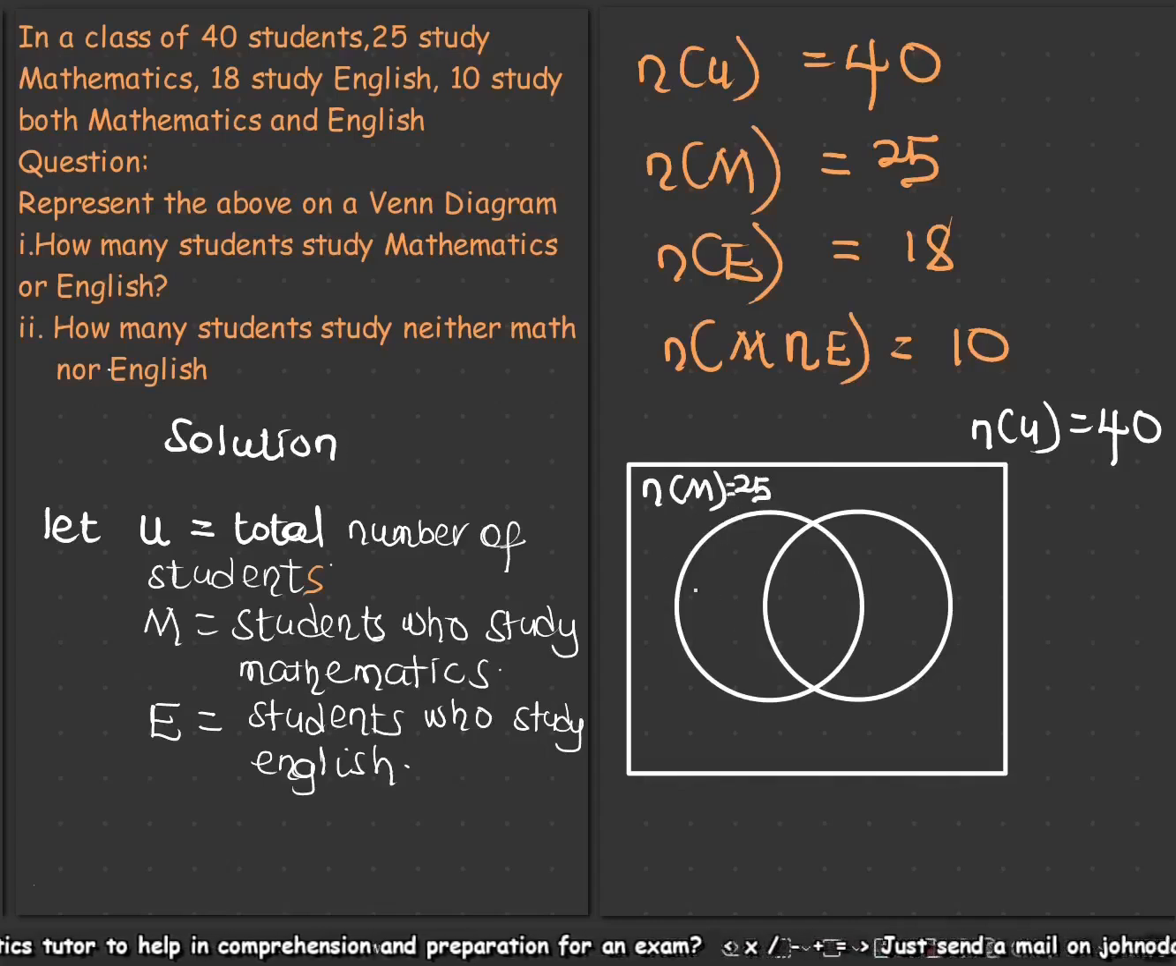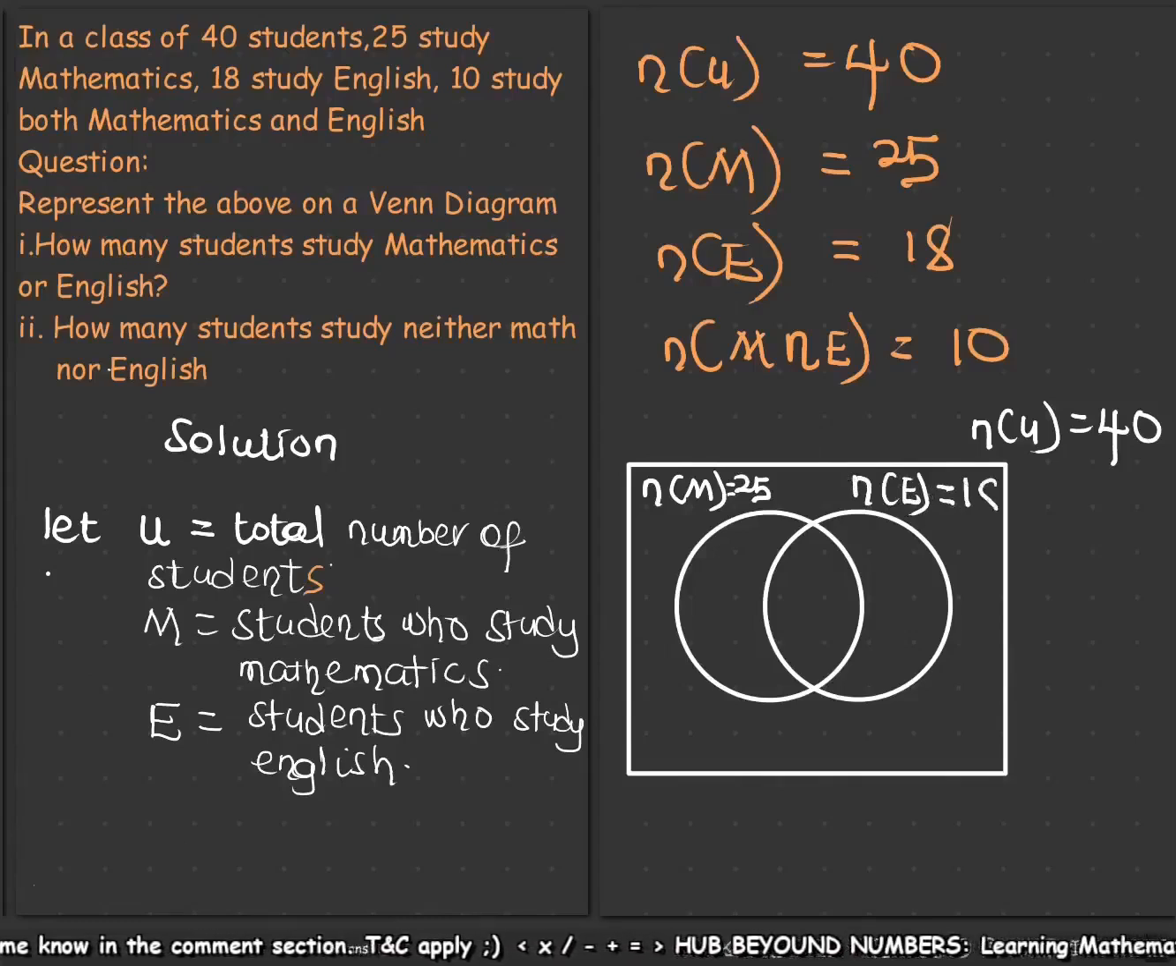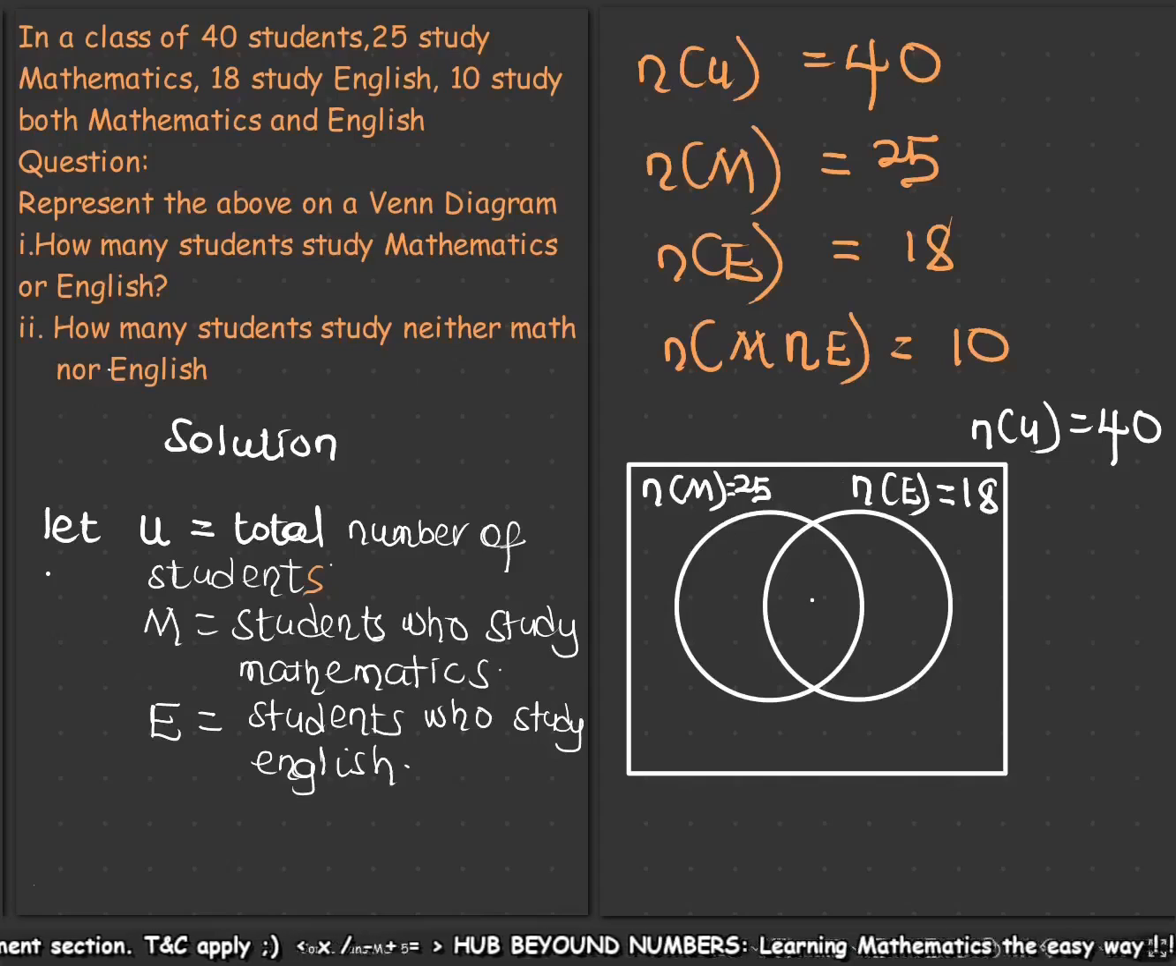We have not started inside these regions yet. But then we want to start from the outside. Then we come and say the number of students who read English or who study English is what? We said it was 18. So now that we have our basic parameters written, we now enter into what? The circles and fill from within.